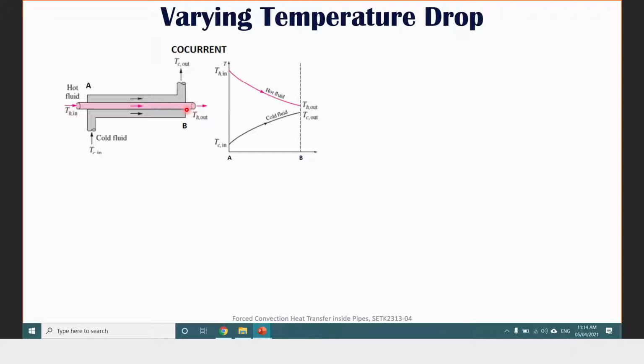So basically, doctor, this is like a heat exchanger. Correct, exactly. This is like a heat exchanger. So this heat exchanger uses this concept.